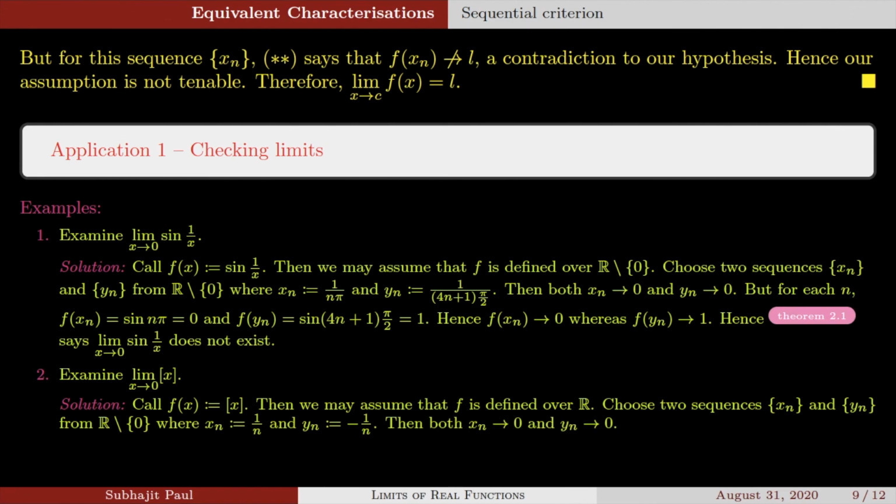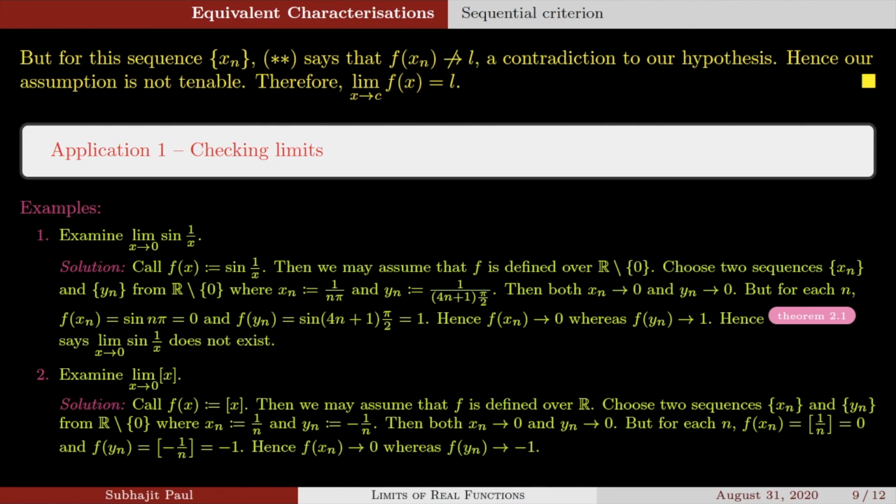Then both x_n and y_n tend to 0. But for each n, f of x_n is the box of 1 over n, that is 0, and f of y_n is the box of -1 over n, that is -1. So f of x_n converges to 0, and f of y_n converges to -1. That's it. Therefore, by the same theorem, the limit as x tends to 0 of box x cannot exist.